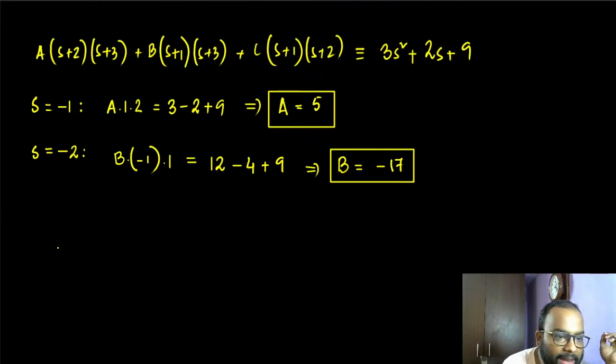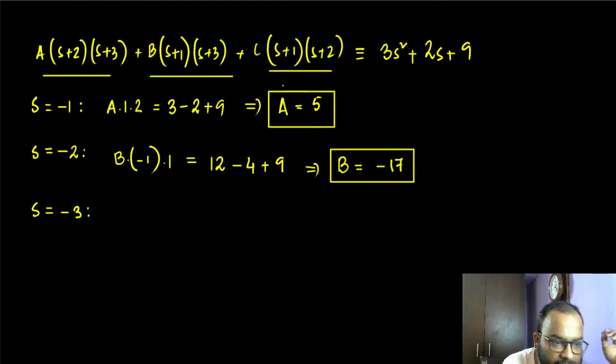Okay, and similarly, now I want these two terms to vanish, so I would put s equal to minus 3. Once again, because that expression that we wrote is an identity, it should be valid for any value of s, and that's why we are picking and choosing certain values of s. All right, yes, you people are correct here then. Okay, so if I put s equal to minus 3, this term will vanish, only this term will remain.